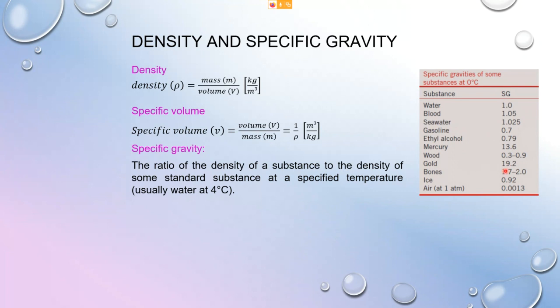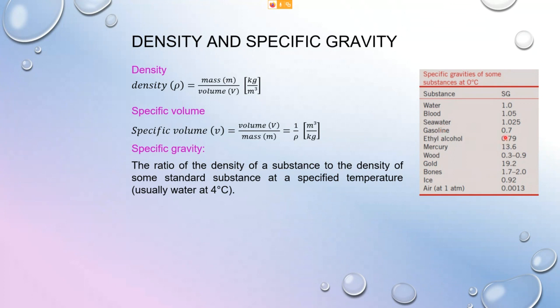Wood varies from 300 to 900 kg per meter cube. Gold is 19,200 kg per meter cube. Bones are 1,007 to 2,000 kg per meter cube. Ice is 0.92. Air is 0.0013 specific gravity, or a density of 1.3. Whenever you multiply the specific gravity by 1000, you get the density of that substance.